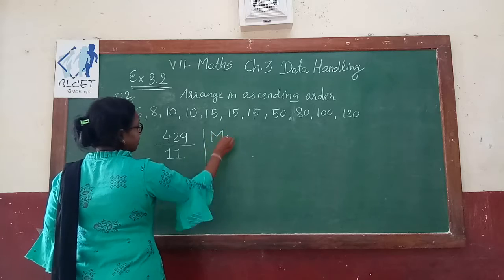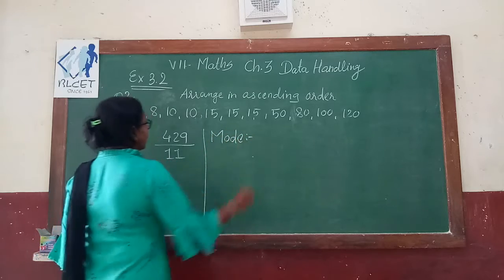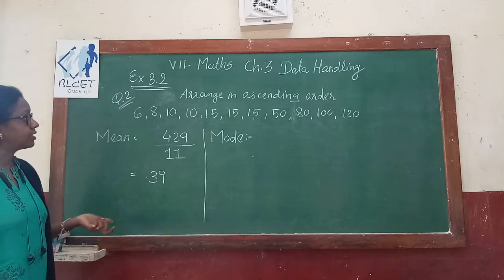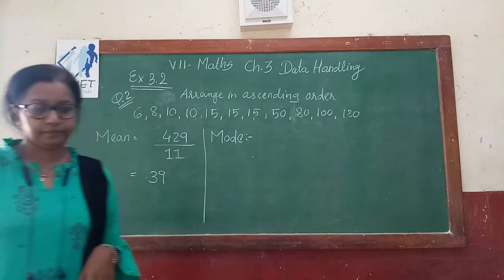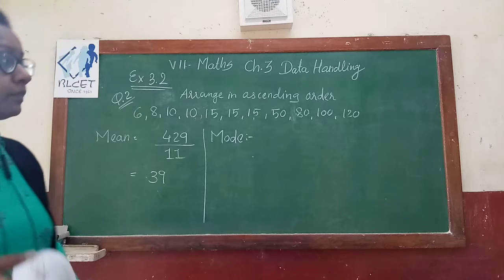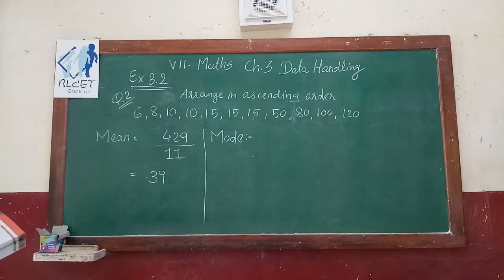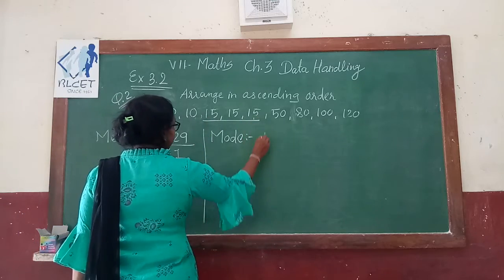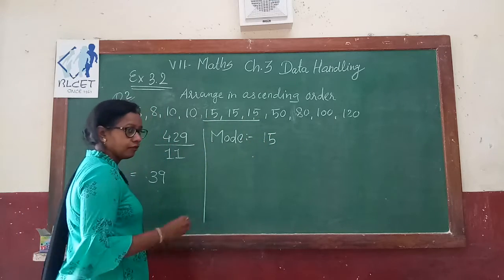Sorry, first we find the mode. So here, the maximum number of times which observation is repeated, that is your answer. If you observe, you will see that 15 is repeated 3 times. So what is your answer? 15 repeated 3 times, so your mode is 15.